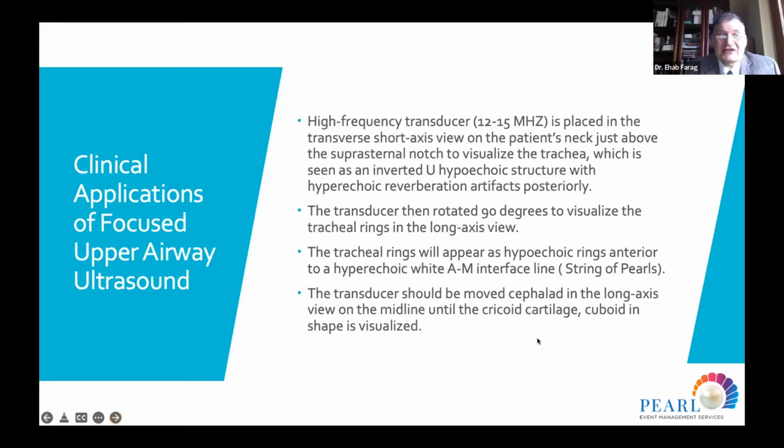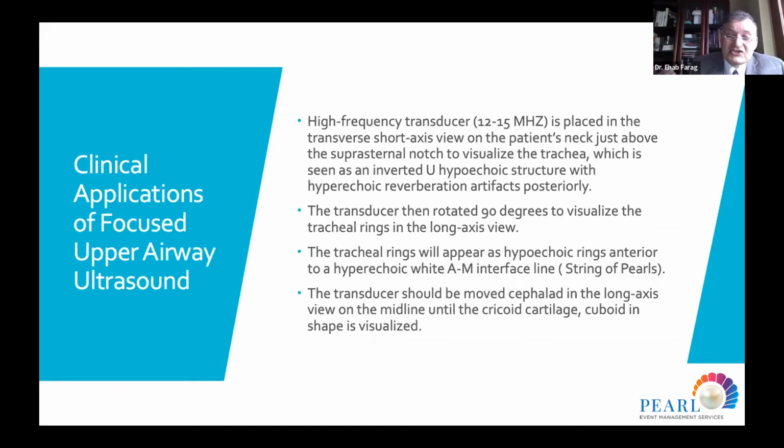How can we do that? Very simple. Use the high-frequency transducer, placed in the transverse short axis view in the patient's neck, just above the suprasternal notch to visualize the trachea, which is seen as an inverted hypoechoic structure with hyperechoic air interface reverberations. The transducer is then rotated 90 degrees to visualize the tracheal rings as a string of pearls, or a string of beads. Tracheal rings will appear as hypoechoic strings anterior to the hyperechoic air-mucosa interface line.